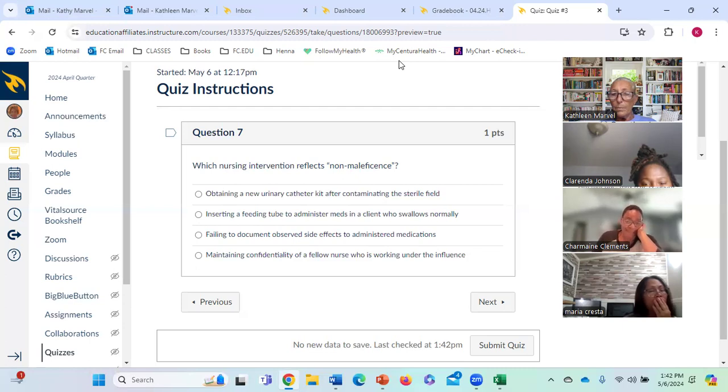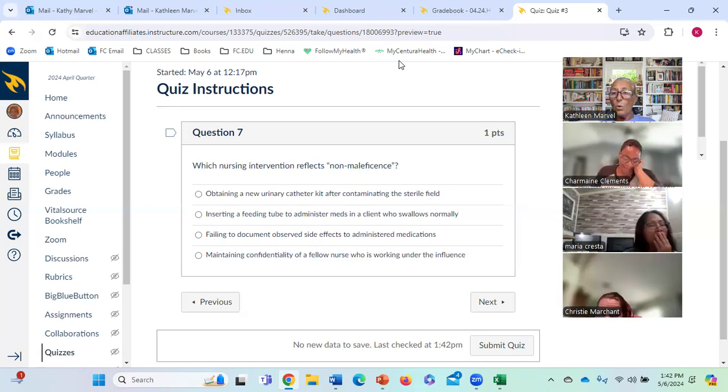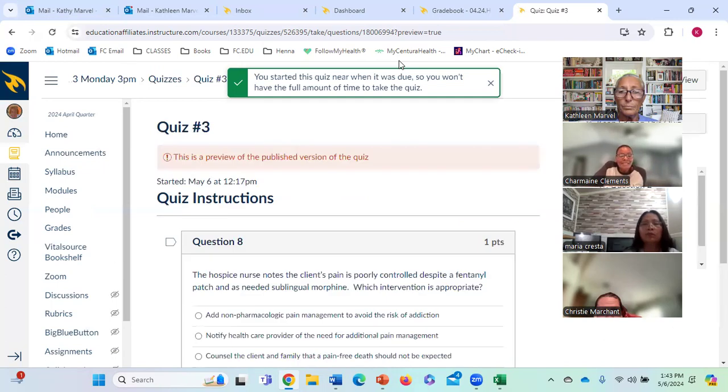Right? Why would you need to insert a feeding tube into somebody who swallows normally? You wouldn't. Why would you fail to document side effects of a medication? You wouldn't. Why would you fail to maintain confidentiality about one of your coworkers who may be working under the influence? B, C, and D are all examples of doing harm. You guys understand that? Where A is an example of a corrective action to do no harm. I missed the word after contamination.